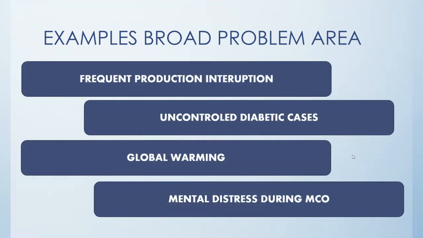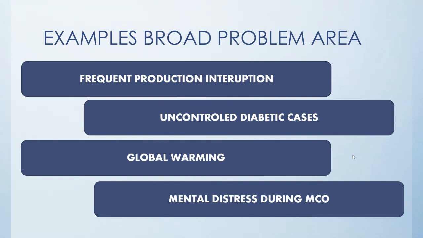Another example, uncontrolled diabetic cases. Sekarang ni masalah diabetik lah. Duduk kat rumah during MCO, asyik makan aja, and then suddenly detect ada diabetes. So this is also a broad problem area that you need to dig into. Global warming, makin hari makin panas. Why does it happen?